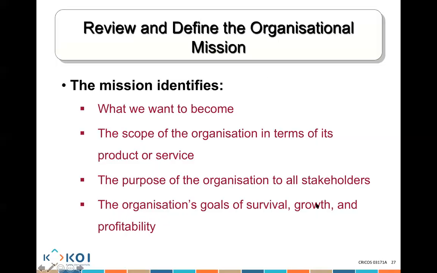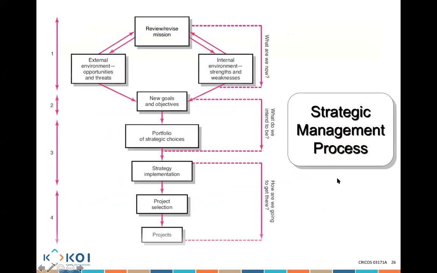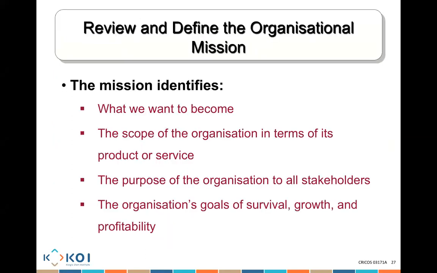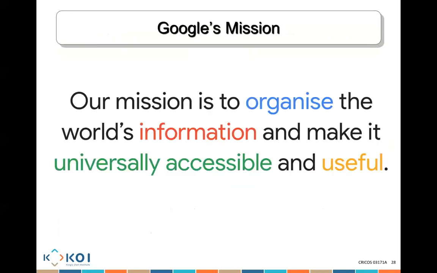All right, guys. So let's continue. We spoke about, we need to go and understand what we are now, what we intend to be, and how we are actually intending to go and get there. The mission really identifies what we want to become, guys, and the scope of the organization in terms of what sort of product or services we would like to go and really deliver. The purpose of the organization, what are we trying to achieve for all the stakeholders, not simply people inside my business? How do we plan to go and survive and grow in the future to be able to go and make money? This is the mission of Google.